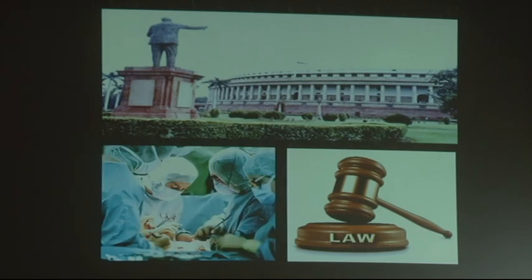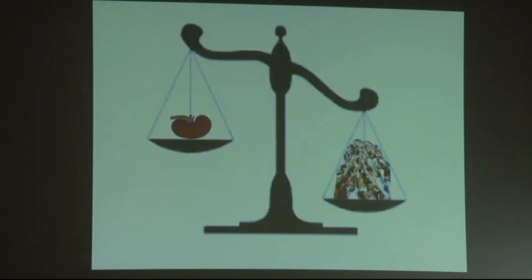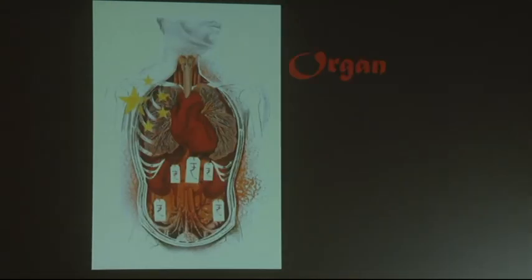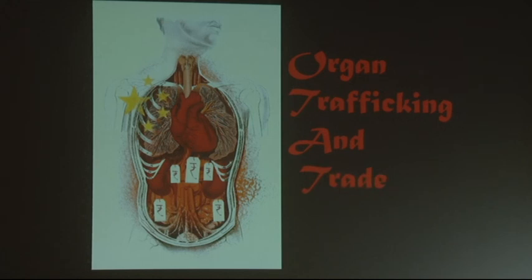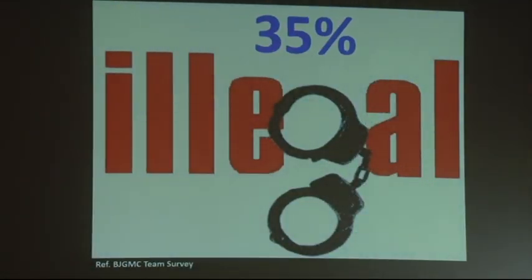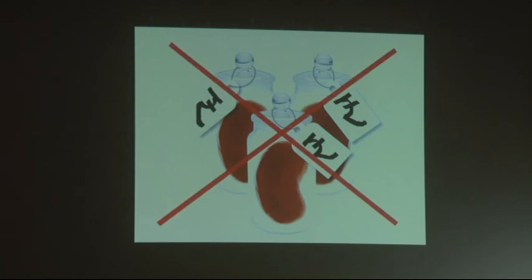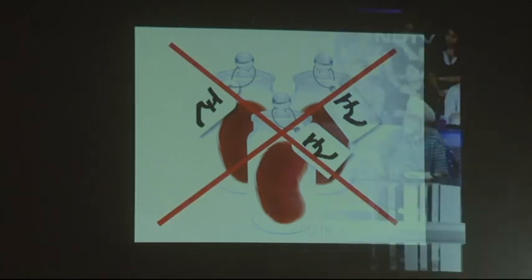Thus, with the government enacting these laws, more transplants are taking place. However, the high demand and low supply of organs has led to the emergence of organ trafficking and trade. We found in our survey that even today, 35% of the people do not know that organ trade is illegal. And although the government bans commercial transactions in organs, there is proof that it still takes place.